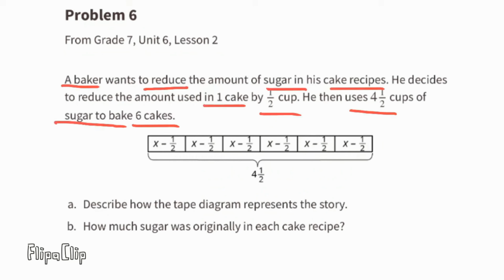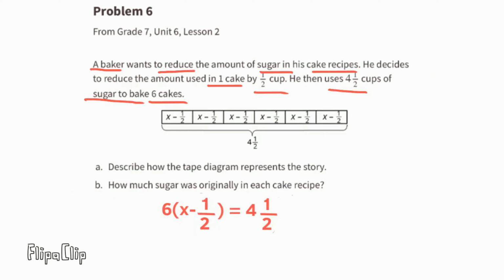A baker wants to reduce the amount of sugar in his cake recipes. He decides to reduce the amount used in one cake by 1/2 cup. He then uses 4.5 cups of sugar to bake 6 cakes. A. Describe how the tape diagram represents the story. You can see that there's 6 boxes, and inside each of those 6 boxes is x minus 1/2. And underneath the 6 boxes, it says that the total amount is worth 4.5.